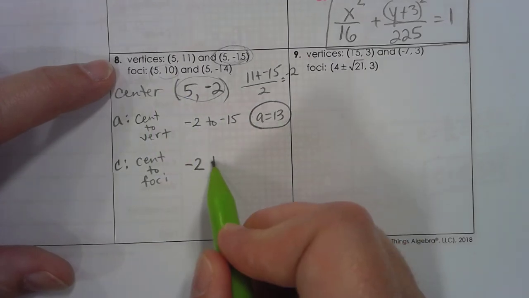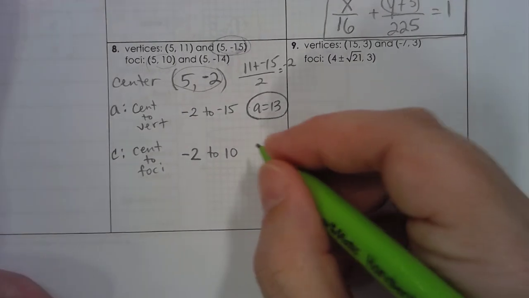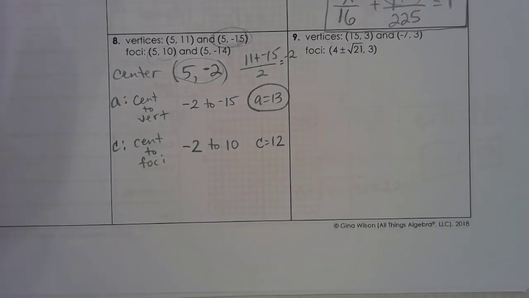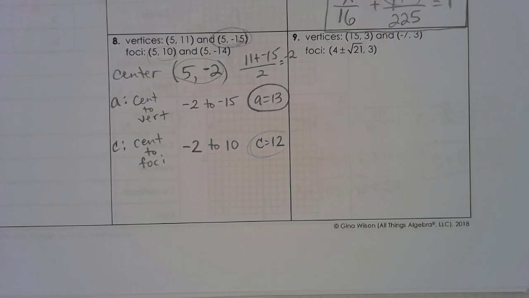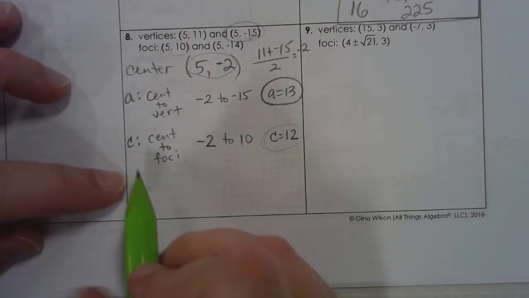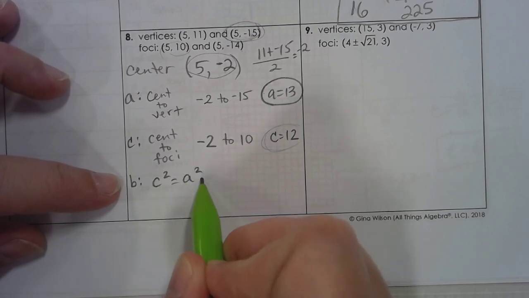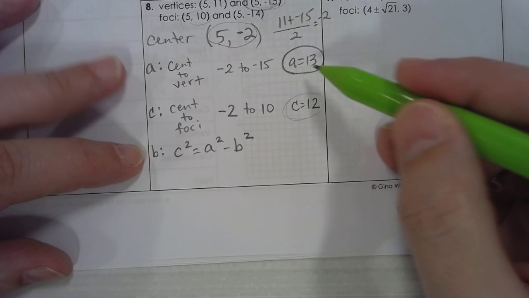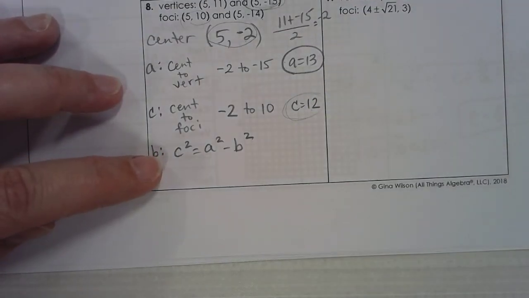Again, I don't care about the 5s. That's 12. Okay, so this is not going to go in my equation, but I need it. Okay, so now to find b, we're going to do c squared equals a squared minus b squared. So we just got to do a little bit of algebra because we already know a and c, so we can work backwards to find b.